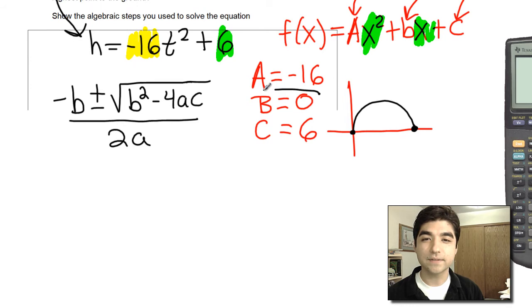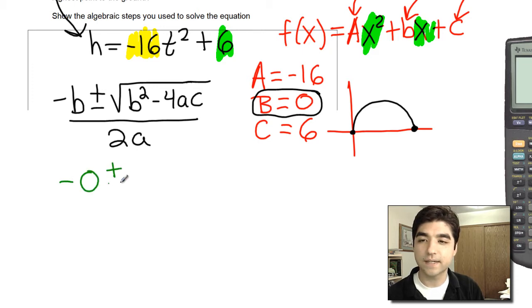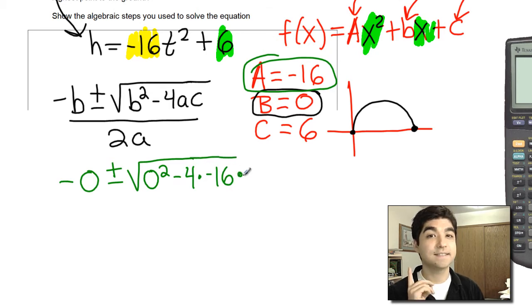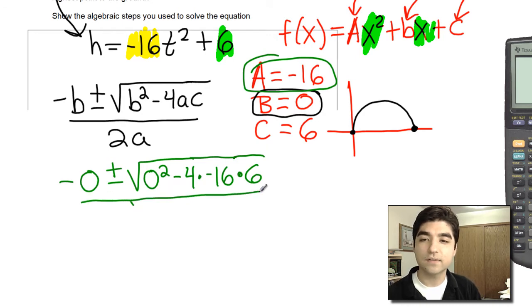So remember, b equals 0. So anywhere we have a b, we're going to put a 0. So we get negative 0 plus or minus the square root of 0 squared minus 4 times a, which is negative 16, and c, which is 6. And that's all over 2 times a, which is negative 16.